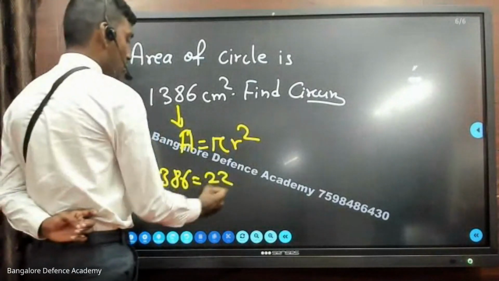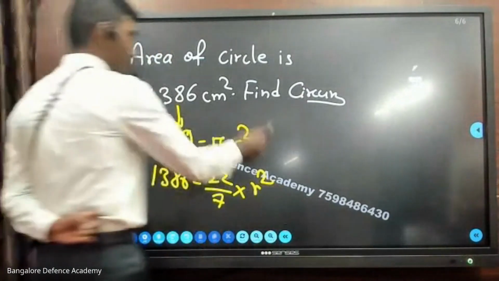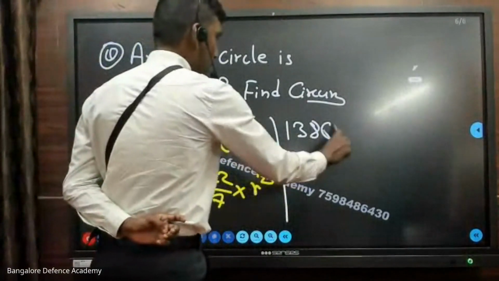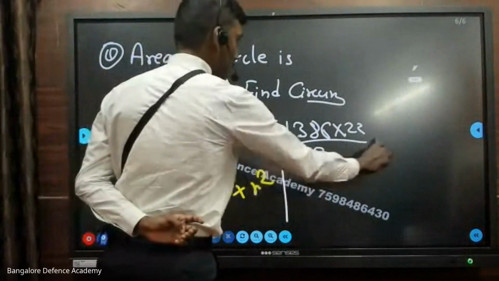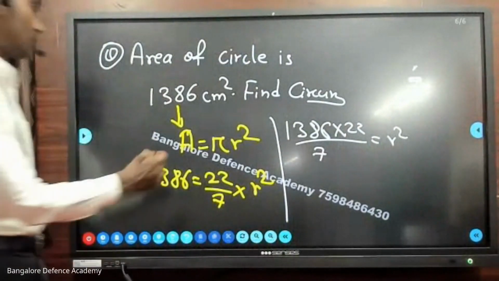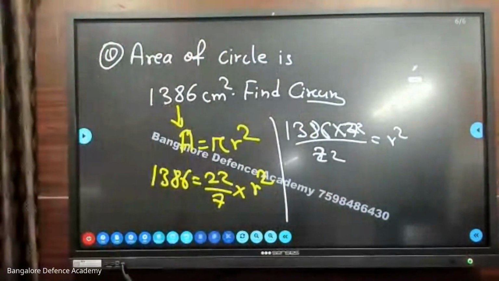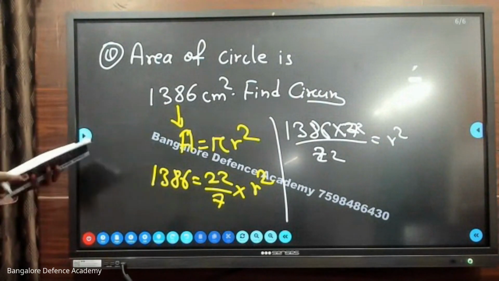1386 is equal to 22 by 7 into r square. आपको पहले radius ढूंढना है, right? Okay, so if you cross multiply this, that means 1386 into 7 divided by 22 is equal to r square. You have to find this. Sorry, 7 ऊपर आएगा और 22 नीचे आएगा. Okay, अभी इसको कितना मिलेगा आपको? 441. Square root, that means radius is 21, and you have to find the circumference. So 21, 42, 132 you got. Circumference is equal to 132. Everyone got it? Yes, here Bala and Anisha, are you getting it? Yes.